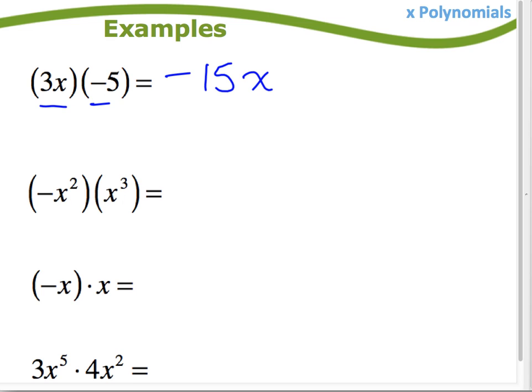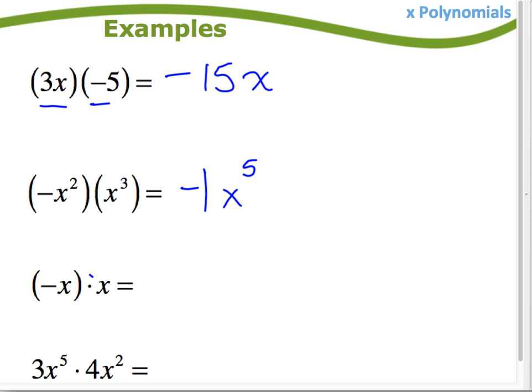Not bad, eh? Let's try the next one. Let's look at the sign. Negative times a positive is going to be a negative. Oh, there's no numbers. 1 times 1 is 1. I could write the 1 in there, but I don't have to. And now when I'm multiplying the variables, remember that you have to bring in those rules of exponents. So here I'm multiplying an x by an x, so I'm multiplying common bases. The rule when you're multiplying common bases is not to multiply the exponents, but to add them. So 2 plus 3 is 5.